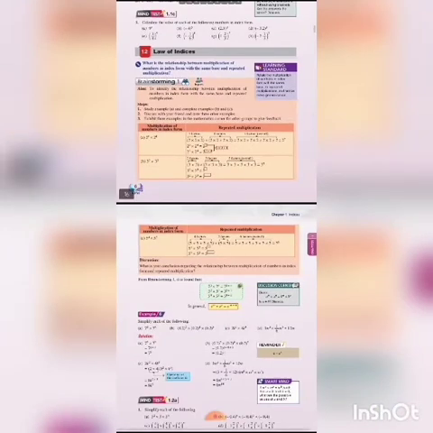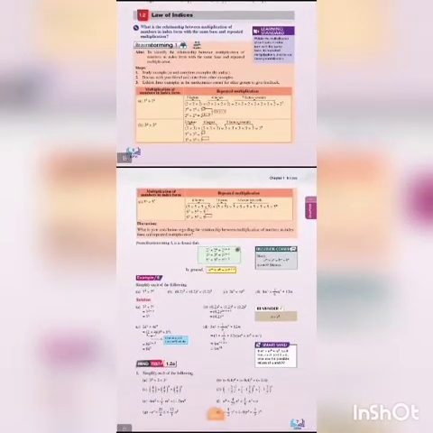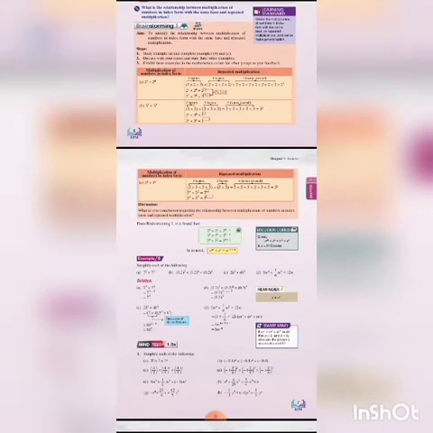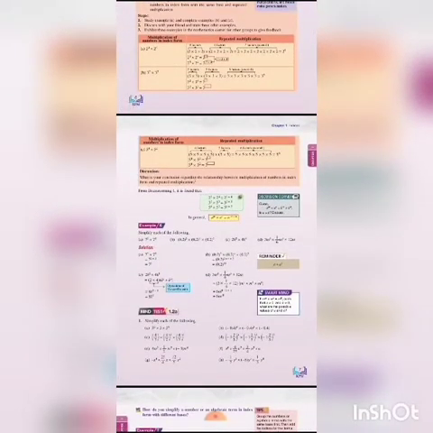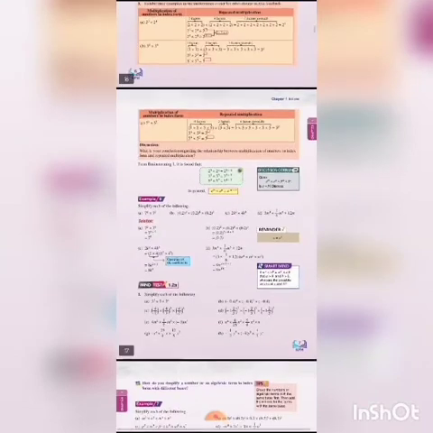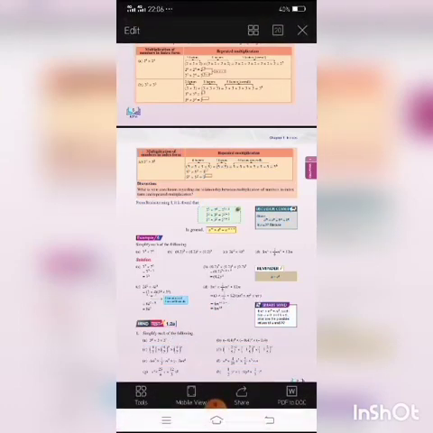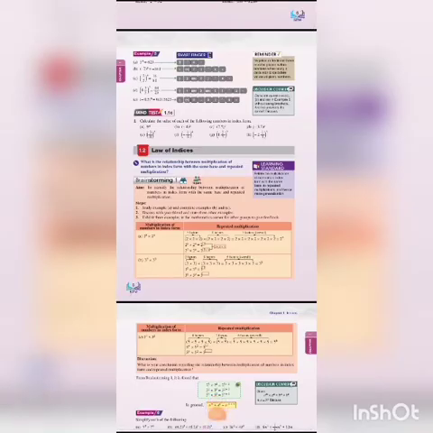So today I teach about law of index. The learning objectives today are to relate the multiplication of numbers in index form with the same base to repeat multiplication and hence make generalization, and to relate the division of numbers in index form with the same base to repeat multiplication and hence make generalization, and lastly to relate the numbers in index form raised to a power to repeat multiplication and hence make generalization. 1.2 is law of index.